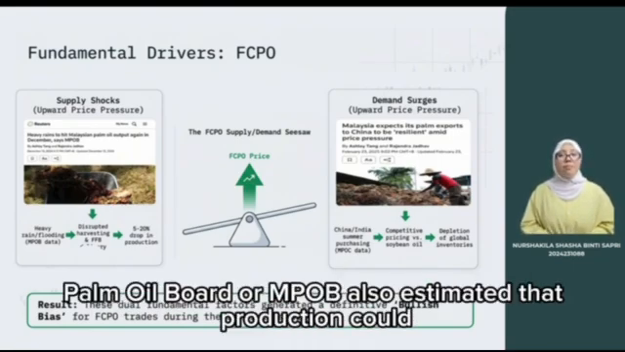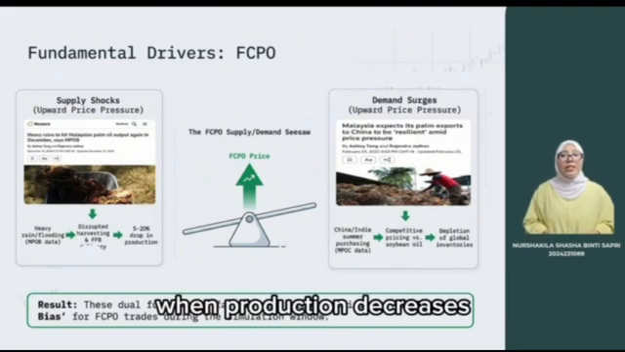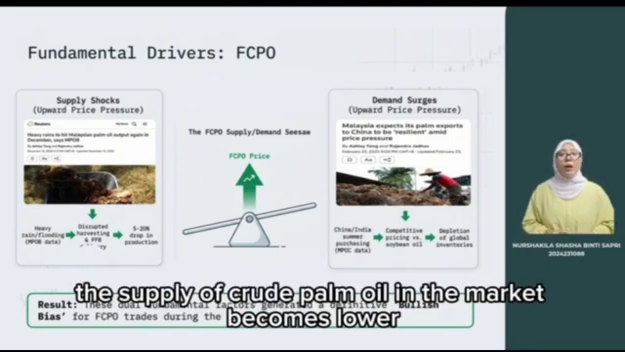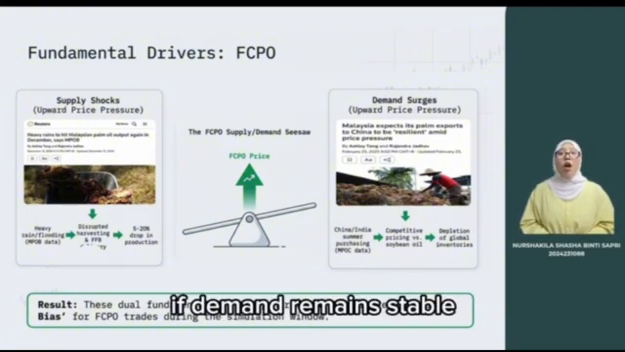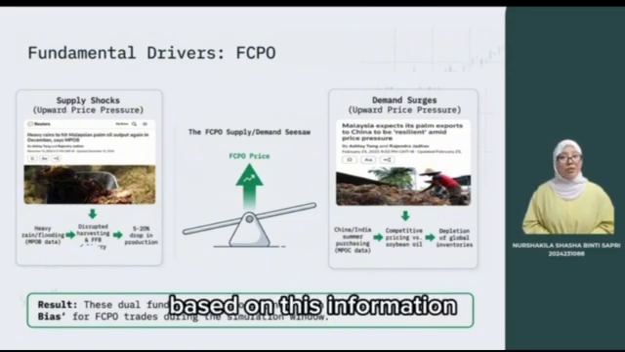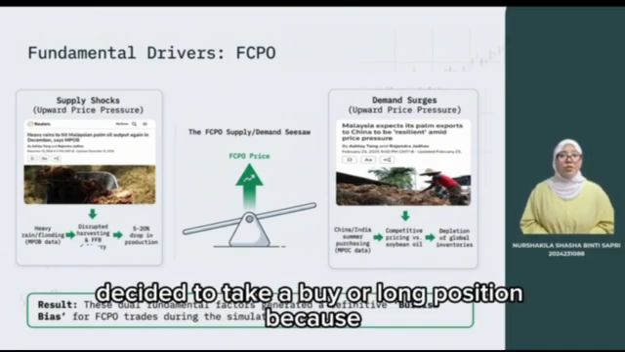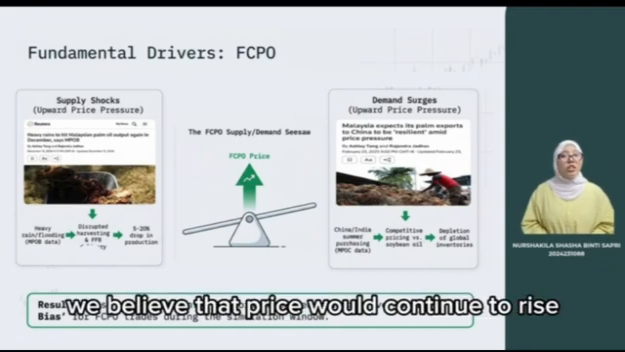The Malaysian Palm Oil Board, or MPOB, also estimated that production could continue to decline if the heavy rain persisted. When production decreases, the supply of crude palm oil in the market becomes lower. If demand remains stable, lower supply usually causes prices to increase. Based on this information, our group expected the FCPO market to become bullish. Therefore, we decided to take a buy or long position because we believe that price would continue to rise.